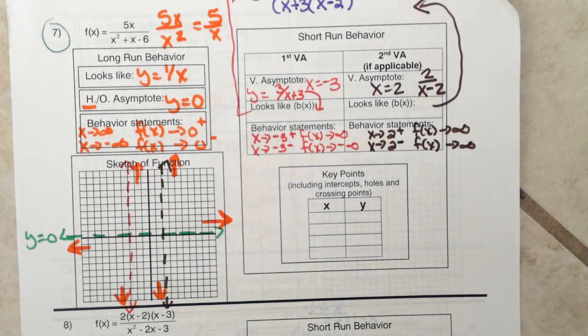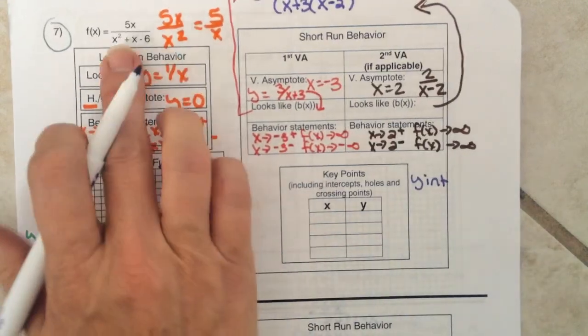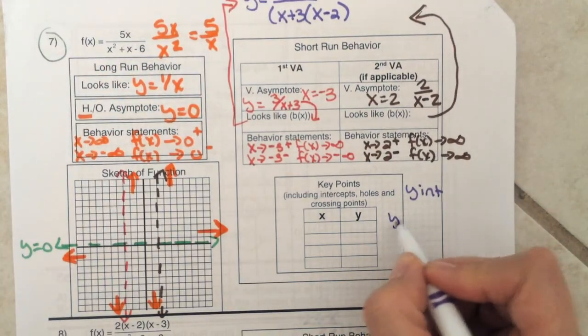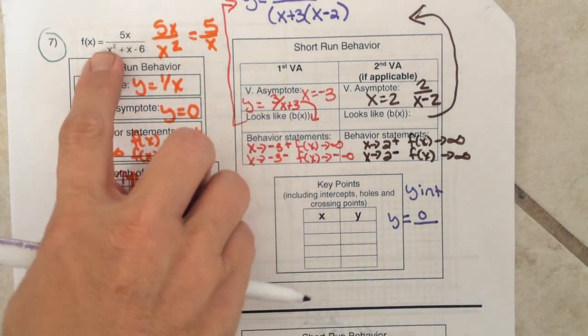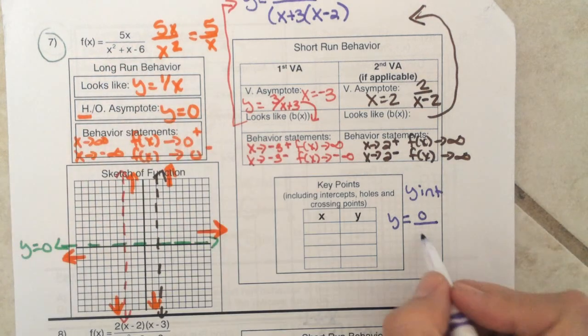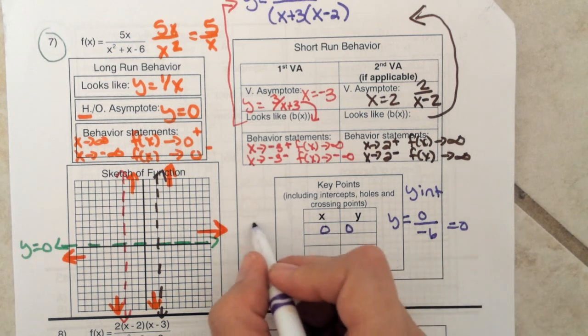Alright, so to do the y-intercept, because that's the one I like to do first, I'm going to go over here to my original equation, and I'm going to plug a 0 in everywhere there's an x. So 5 times 0 is 0. 0 squared is 0. Plus 0 is 0. Minus 6 is negative 6. So my y-intercept is 0, 0.